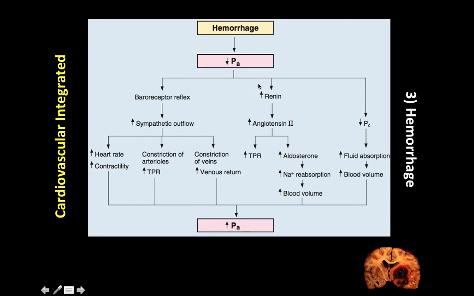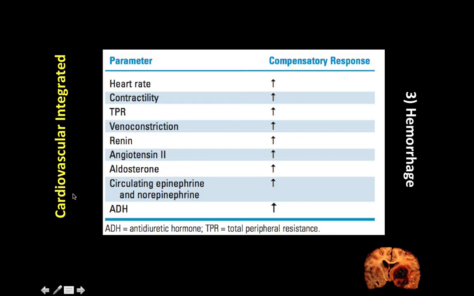We also have the renin system, which increases due to low perfusion of the kidney, and we have an increase in angiotensin 2. That leads to an increase in total peripheral resistance. We also have an increase in aldosterone, which leads to increased sodium reabsorption. Therefore, blood volume increases, and that thankfully increases arterial pressure. Finally, we have a decrease in hydrostatic pressure in the capillary, which increases fluid absorption, and therefore increases blood volume. And this sums it up in a nice table here.